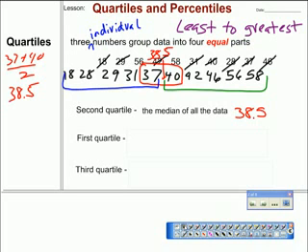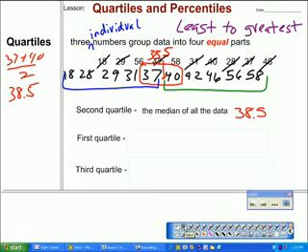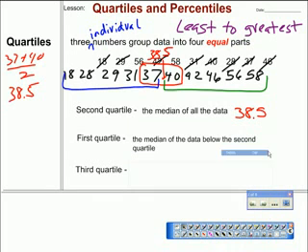And that is done for a reason. I can now find the first quartile and the third quartile. The first quartile is the median of the data below this. So that's why I broke that into this group. Now the first quartile, these first 5 numbers, it's the median of that. What is the median of those numbers? 29. That's right. It's just the one in the middle. Good.